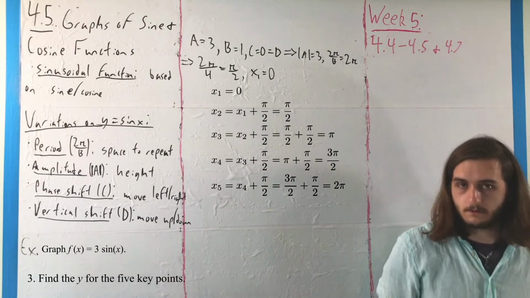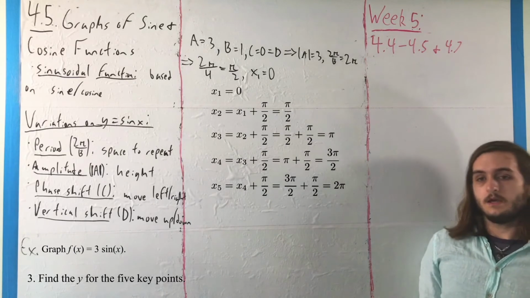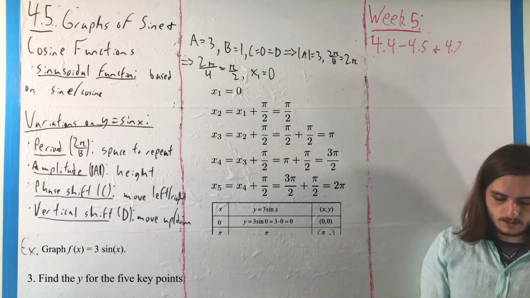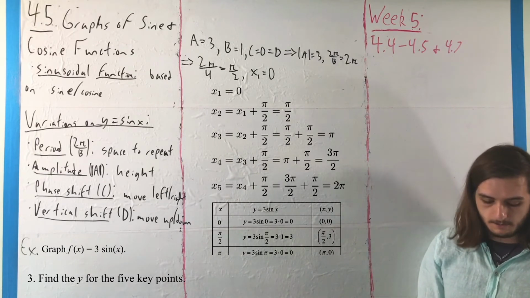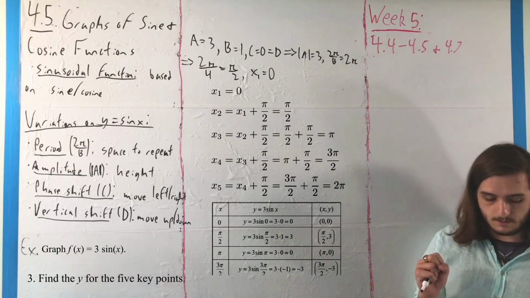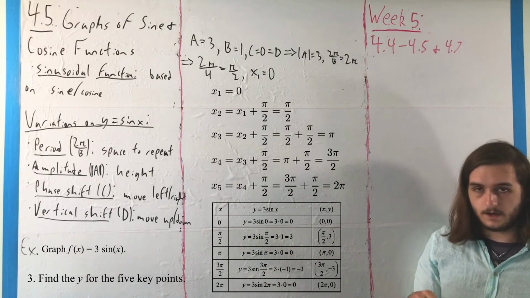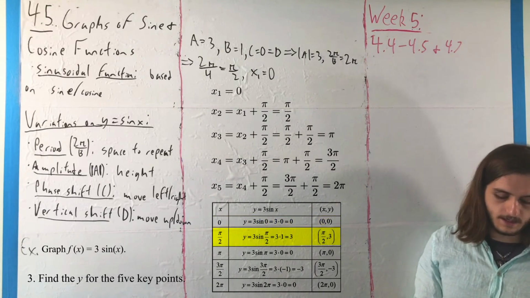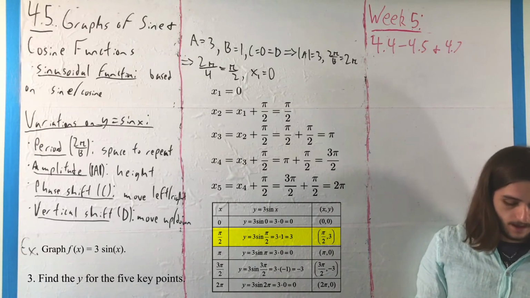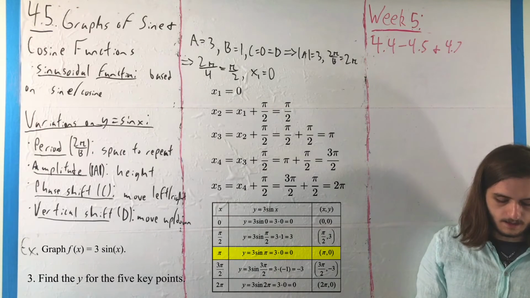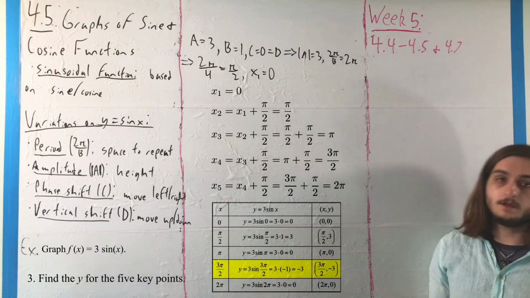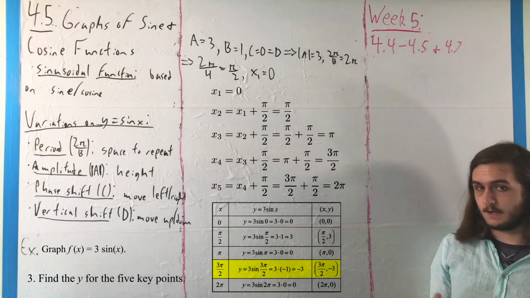We move on to step 3, where we're going to turn those 5 key points into a table of values. We're going to take our x values, 0, pi over 2, pi, 3 pi over 2, and 2 pi, and put them into the function we're working with, y equals 3 sine x, where at 0, we'll get 0. At pi over 2, we'll get 3 sine pi over 2, which is 3 times 1, or 3. At pi, we'll get 0 again. And at 3 pi over 2, we will end up getting negative 3, because sine of 3 pi over 2 is negative 1, multiplied by 3 gets negative 3. And then finally at 2 pi, we get 0 again.